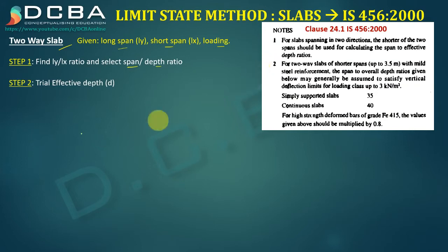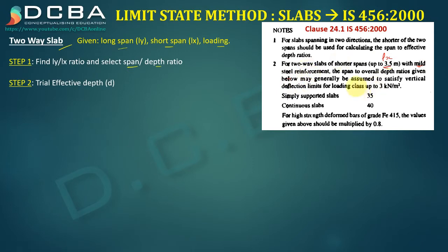Now for the two-way slab, we have clause 24.1 of IS 456-2000, and here it is written that for slabs spanning in two directions, the shorter of the two spans should be used for calculating the span to effective depth ratio. I already explained why the shorter one is important. For two-way slabs of shorter span up to 3.5 meters with mild steel reinforcement, so what we have here is 3.5 is Lx and the steel should be mild steel reinforcement.